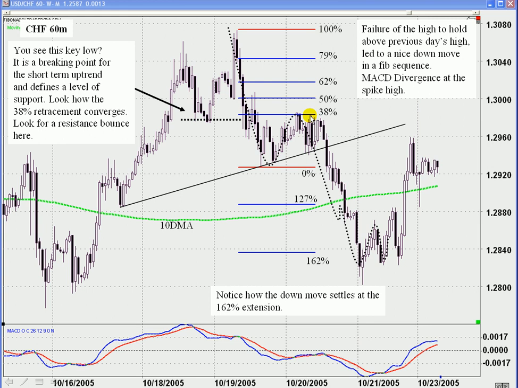Then we see what leg? What leg do we see moving down? We see the second leg moving down, and an easing at the 127% extension, and then an exhaustion at the 162% extension. What happens at the 162% extension? And let me tell you that this is a trade in and of itself. Look at this. In one full day, price comes all the way down here. Now we're in the Asian session moving into the following day.